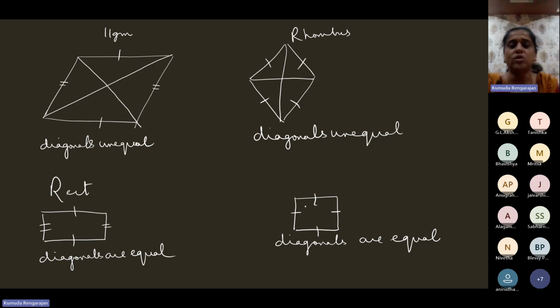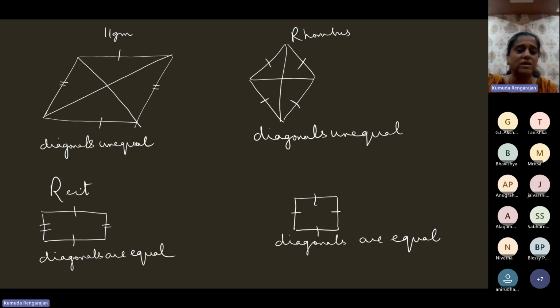Similarly, to show that it's a rhombus, it is enough if we show that all the sides are equal. But if you have to show that it's a rhombus and not a square, then you should also find the diagonals and show that the diagonals are not equal. So since all the sides are equal, but the diagonals are not equal, it's a rhombus and not a square. If the diagonals are equal, then it's a square.